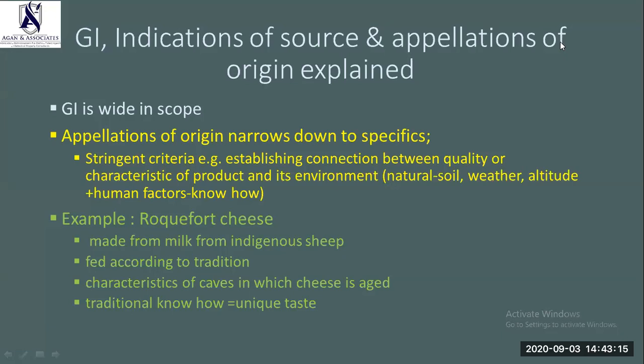Now, there are three: there is GI as seen under TRIPS, there is appellations of origin, and there are indications of source. Now, simply put, GI is a very wide term, which restricts itself to the geographical. However, appellations of origin narrow to very specific criteria.